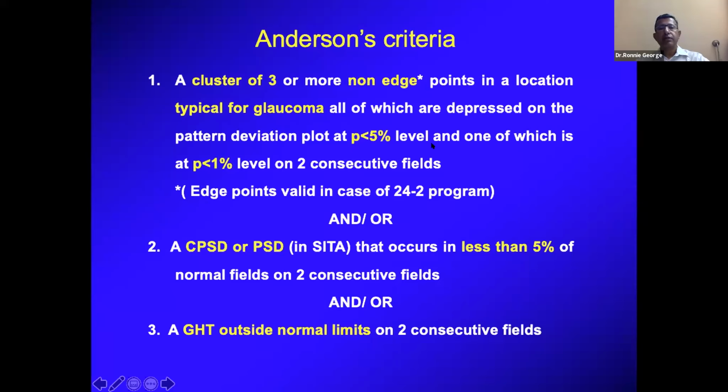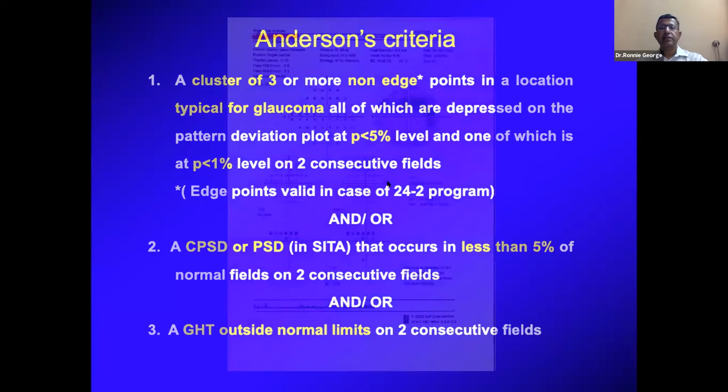So on a 30-2, you don't take edge points. On a 24-2, you include edge points. This can be combined with a CPSD or a PSD that occurs in less than 5% of normal fields on 2 consecutive fields, and or a glaucoma hemifield test outside normal limits on 2 consecutive fields.